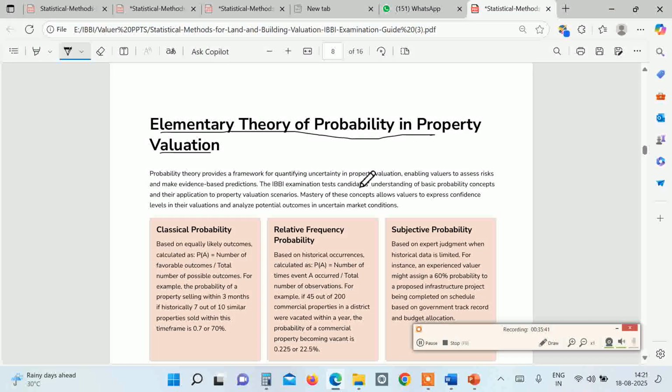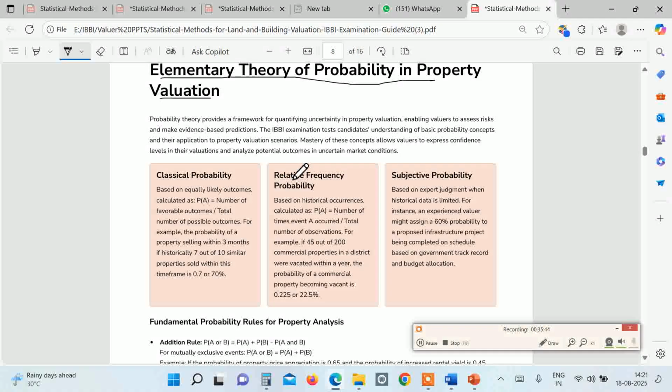So there are three types of probability. One is classical probability, second one is relative frequency probability, and third one is subjective probability. So what is classical probability, which is generally used? It is based on equally likely outcomes. It is calculated as P(A), probability, equals number of favorable outcomes divided by total number of possible outcomes.